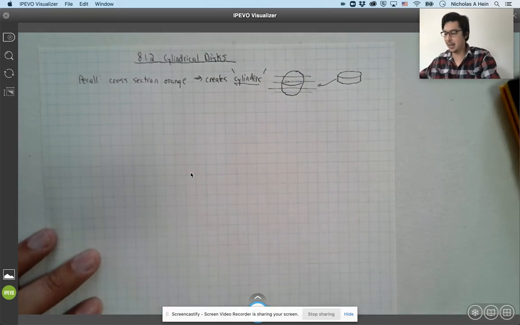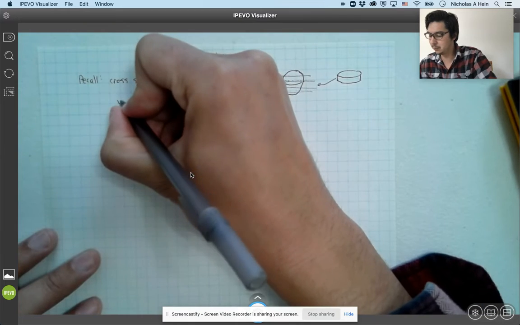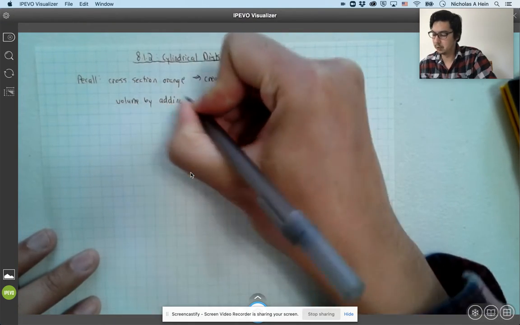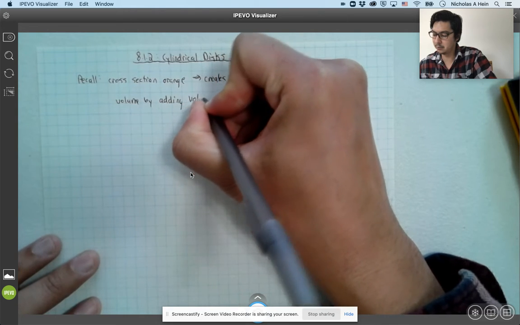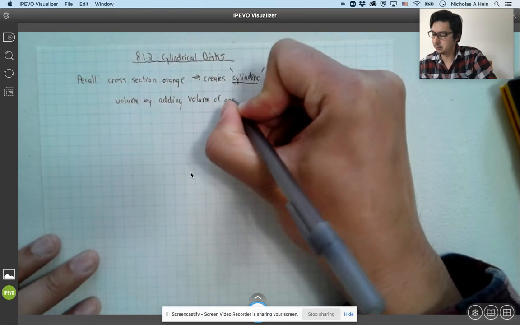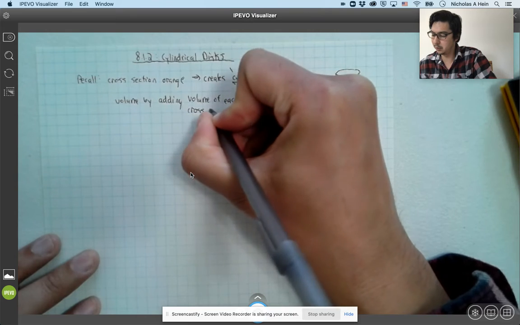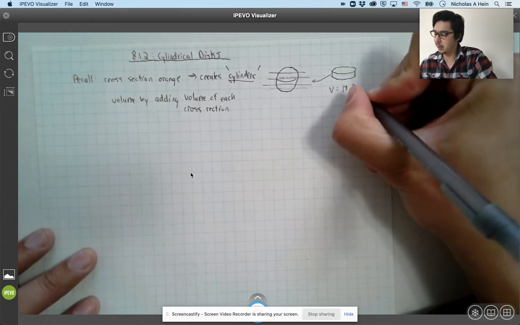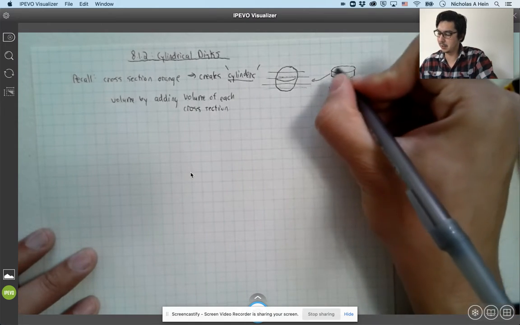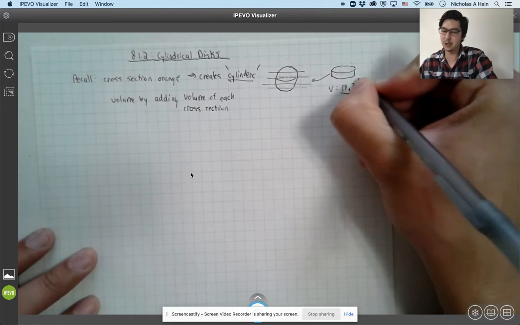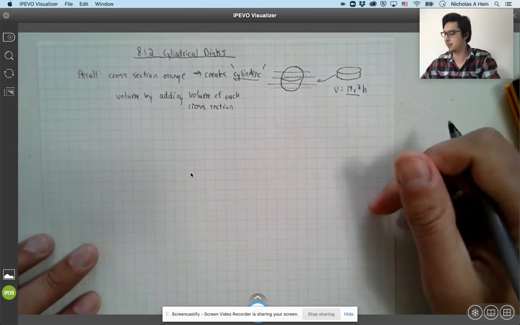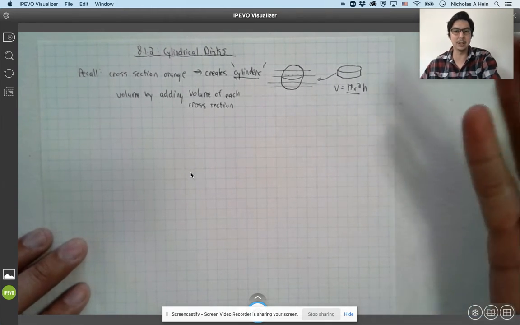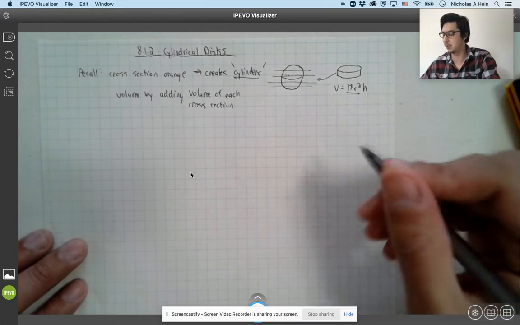And then the idea of calculating the volume is we calculate the volume by adding the volume of each cross section, and the volume of a cylinder is pi r squared h, because pi r squared is the area of the base, and h because there's h many of them, and they'll fill up the space. Now, where are we heading? So that's the idea of filling up volume. Now, we're going to apply this a little bit more from the math standpoint in this video.